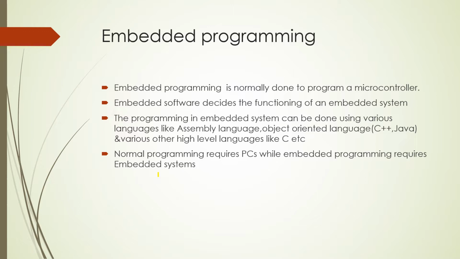Here, the embedded software decides the functioning of an embedded system. The programming in an embedded system can be in any kind of language, like assembly language, C, embedded C, or even high-level languages like C++ and Java, or using Visual Basic or such programming methods. Normal programming requires only a PC, right? Desktop PCs are required for normal C, C++, Java, everything. But in embedded programming, you need that embedded system. That is why we make use of embedded C.